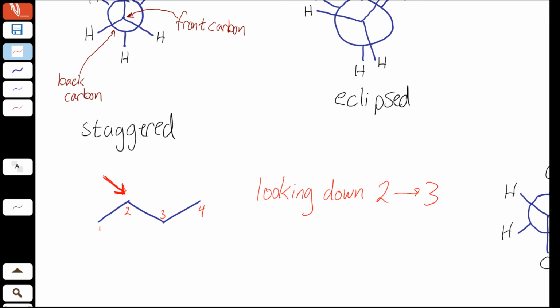So just to compare to the previous structure we drew, that's going to be 1, 2, 3, 4. So carbon 1 is the one down in front, and carbon 2 is the front of the Newman projection. Carbon 3 is just behind it, and then carbon 4 is coming up the back.